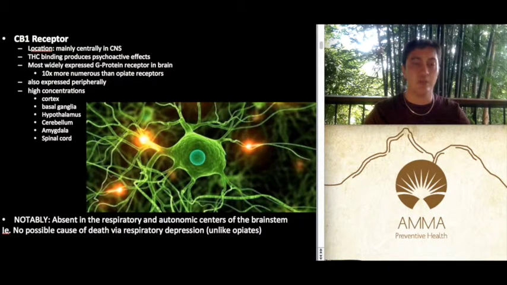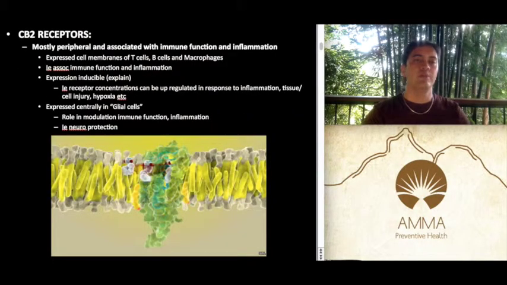Importantly, and notably, cannabinoid receptors are absent in the respiratory and autonomic centers of the brainstem. In this way, it is not possible to cause death via respiratory depression. This is very unlike opiates. CB2 receptors, cannabinoid 2 receptors, are found mostly peripherally and associated with immune function and inflammation.